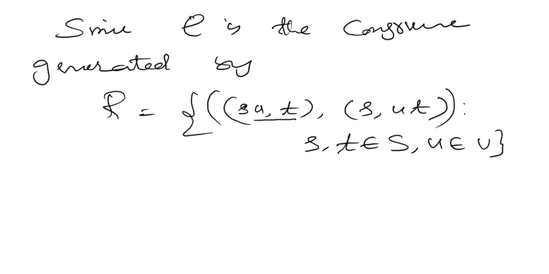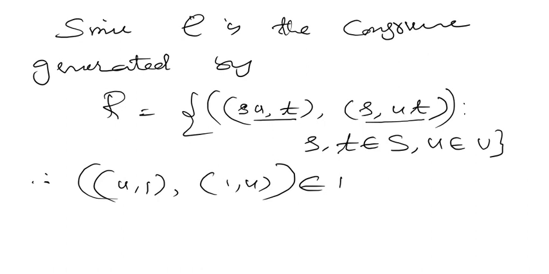U1 and 1U, this pair belongs to R, which is a subset of rho, because rho is the congruence generated by this R. So which implies that the U1 pair is rho related. Okay, I don't know whether you have written there rho or tau, you verify that. Whether you denoted the congruence generated by R with rho or tau, you check.